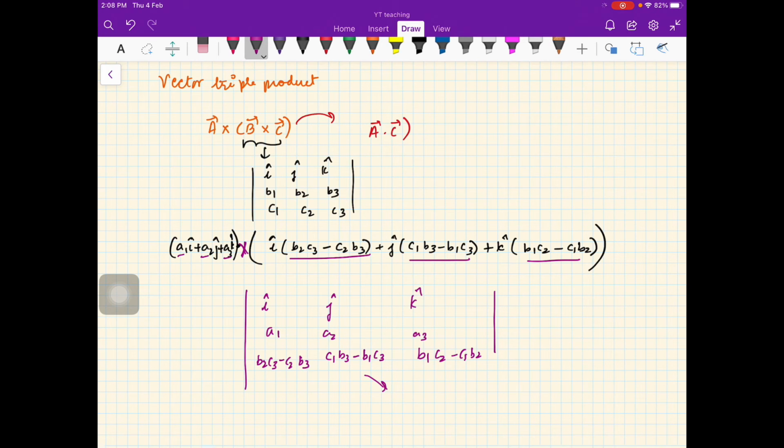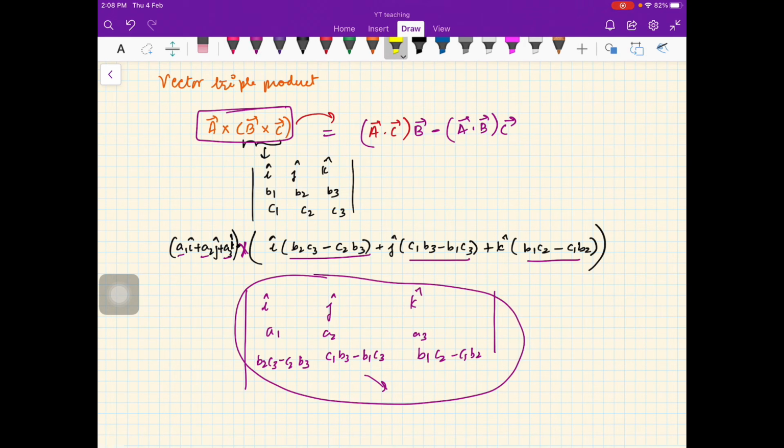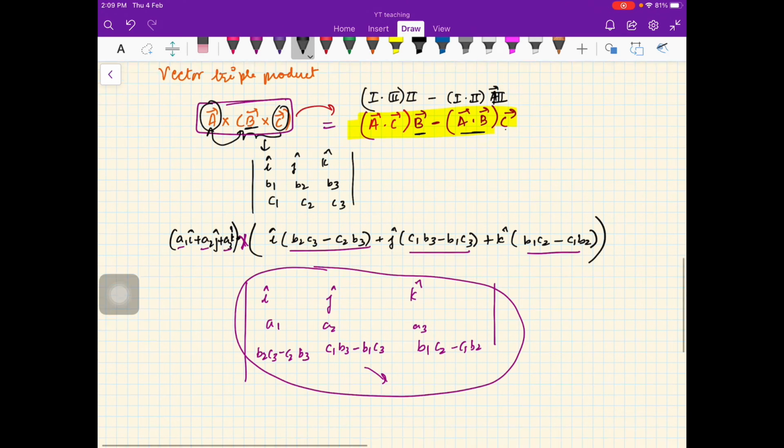So you can see that this will be the same as (A dot C) into B vector minus (A dot B) into C vector. So this is the formula. And of course you can always do the calculations like this, but the easier formula is this. You can remember it like this: first dot third into second vector, minus first dot second into third vector. Okay, so this is how you find out the vector triple product.